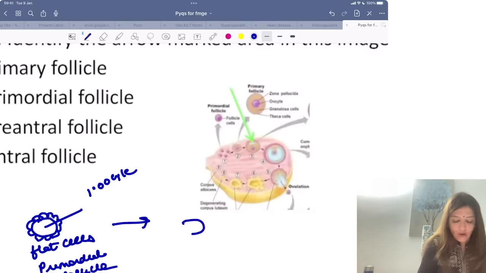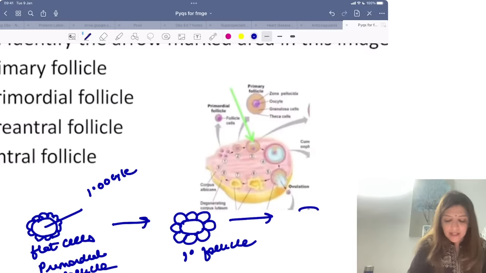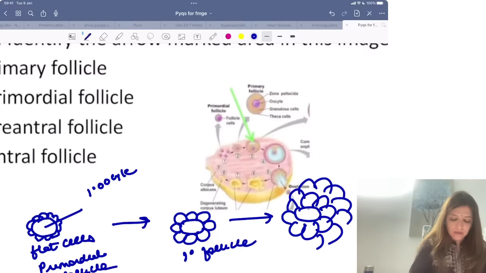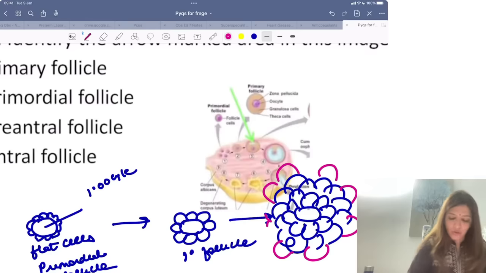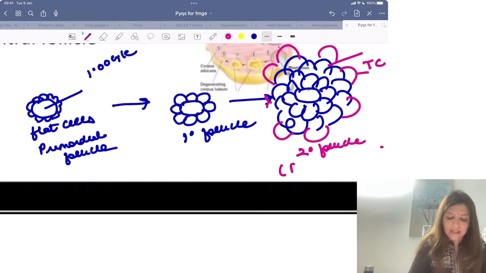As soon as the single layer of cells converts to cuboidal, you call it a primary follicle, right? As soon as the single layer becomes multiple layers and you start getting theca cells also, you are getting granulosa cells and theca cells. This is called a secondary follicle, also called a preantral follicle.